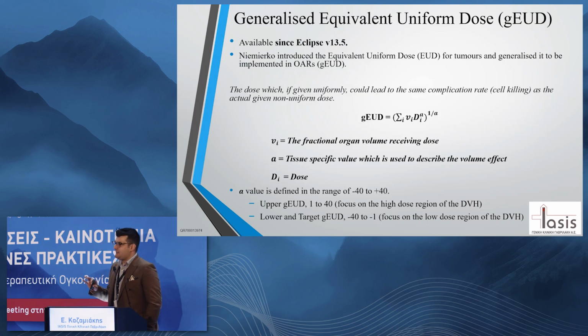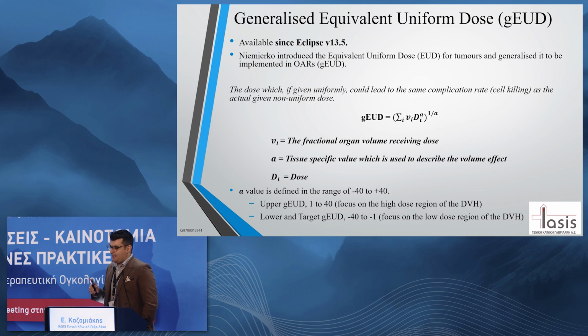Okay, I'll briefly touch on the gEUDs. gEUDs have been available since Eclipse 13.5. Niemierko introduced the equivalent uniform dose for tumors and then generalized it to be implemented in organs at risk. As you can see, this is the formula that describes the gEUD, with a being the tissue-specific value which is used to describe the volume effect. a is defined in the range of -40 to 40, acting as upper gEUD when a is 1 to 40, and lower and target gEUD when it's -40 to -1.